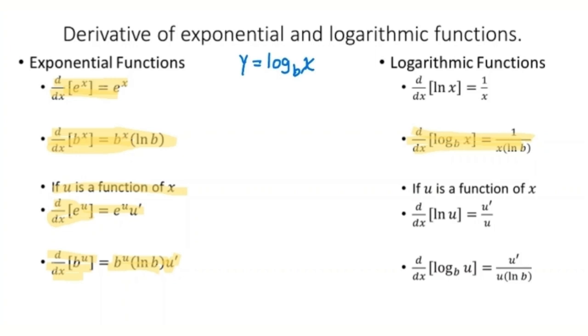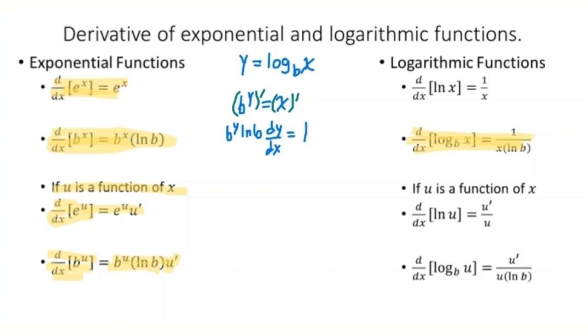So suppose we set y equal to log base b of x. From what we've discussed in an earlier slide, this is equivalent to b to the y equals x. Now we can take the derivative implicitly. The derivative of b to the y, which we've just discussed earlier, would be b to the y natural log of b times the derivative of y, which is dy dx. The derivative of x would be 1.